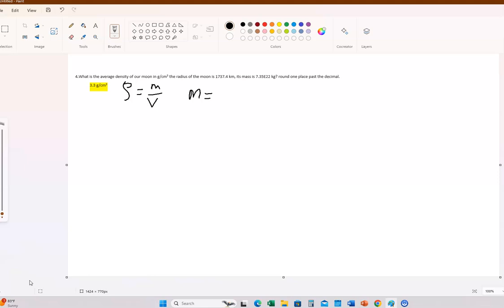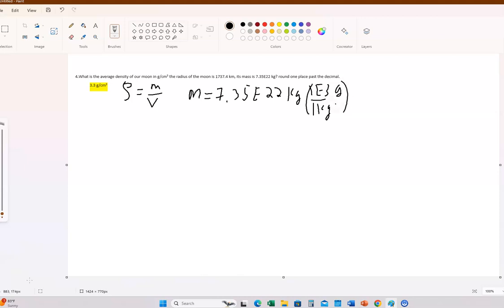So here it is. The mass is 7.35 times 10. I'm going to just use the e. 10 to the 22nd kilograms. Right, kilograms. And in 1 kilogram, the metric prefix k literally means times 10 to the third. So that's going to be e to the third, or one times e to the third grams.